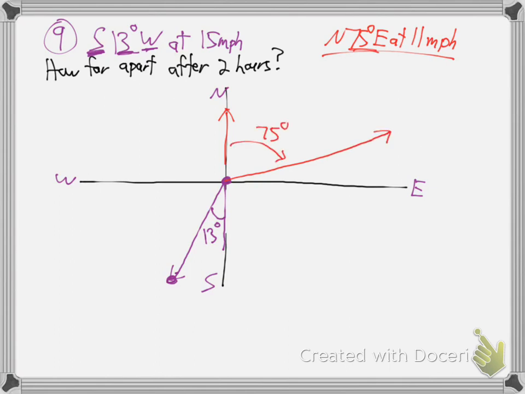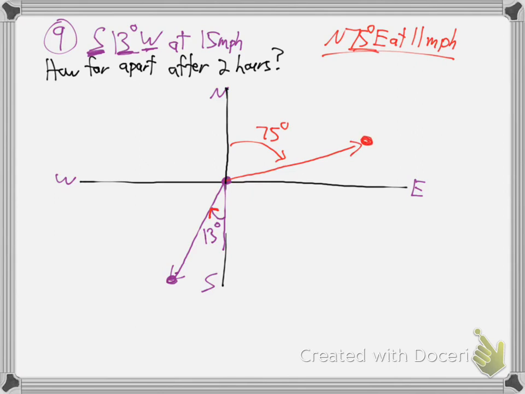75. Just like this one is 13 to the west, this one is not really straight north. Let me get rid of that. It's not straight north, but it's north 75 east. So there it is. There's the second ship. Make it a little shorter. So there's the second ship.